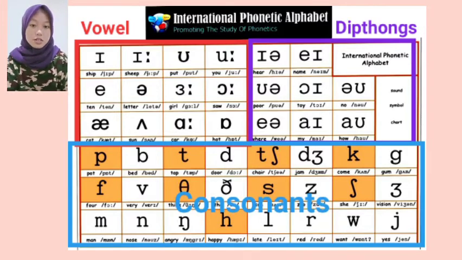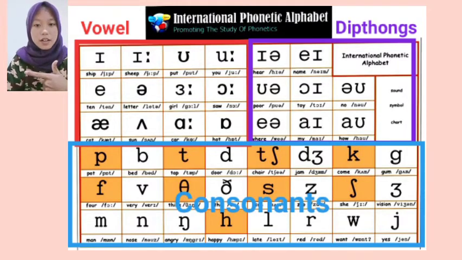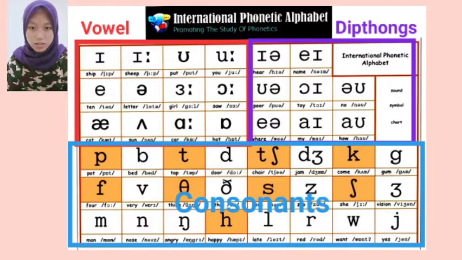In this occasion, I would like to tell you about International Phonetic Alphabets. Here, I already provide you with the IPA chart. Okay, in International Phonetic Alphabets, there are only 3 parts. The first part is vowel. The second part is diphthongs. The third part is consonants.